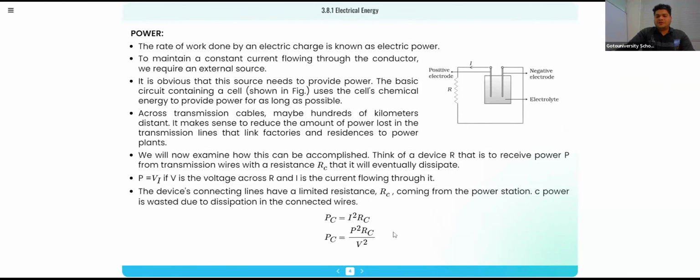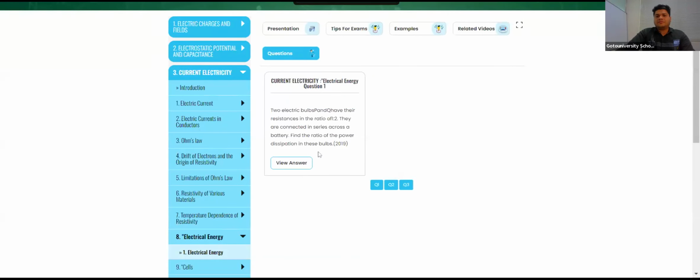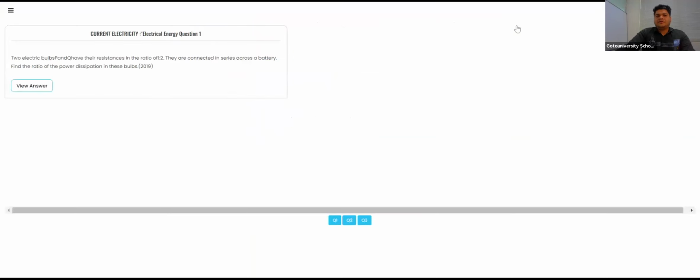Let's solve some numericals based on this. Yes. First question from this topic, electrical energy and power. The question is: two electric bulbs P and Q have resistance in ratio 1:2. They are connected in series across a battery. Find the ratio of power dissipation in these bulbs. I repeat the question.